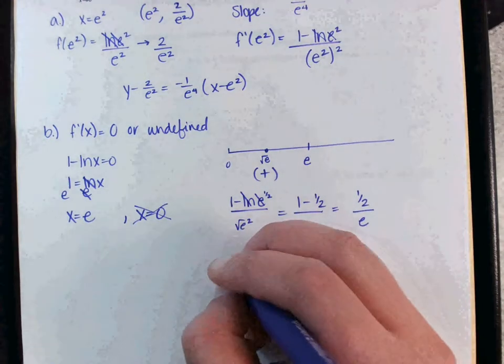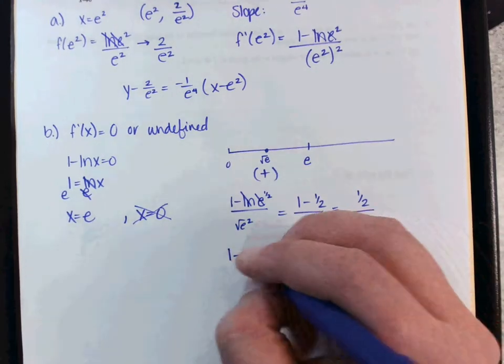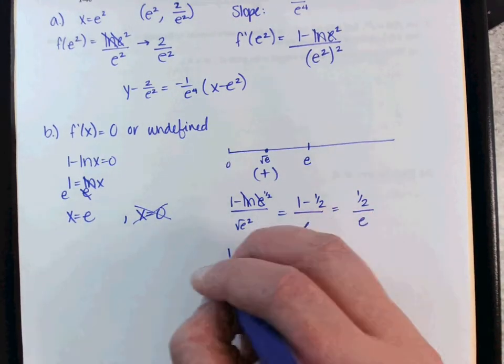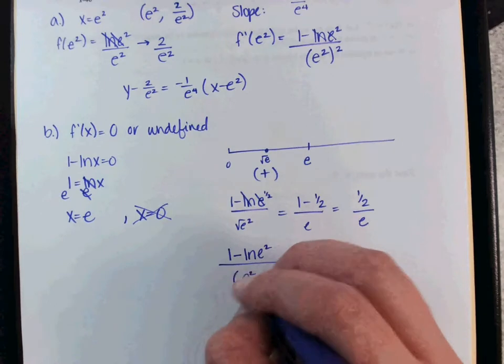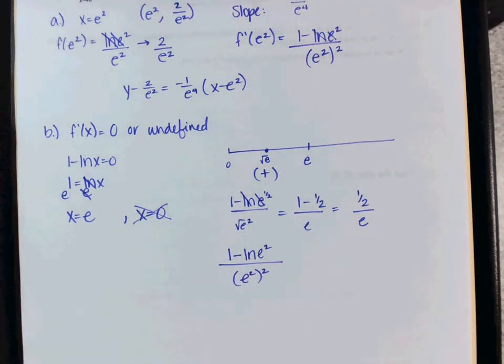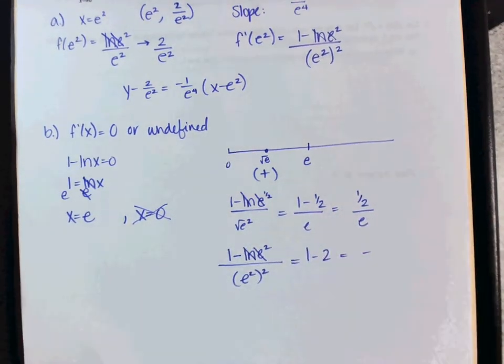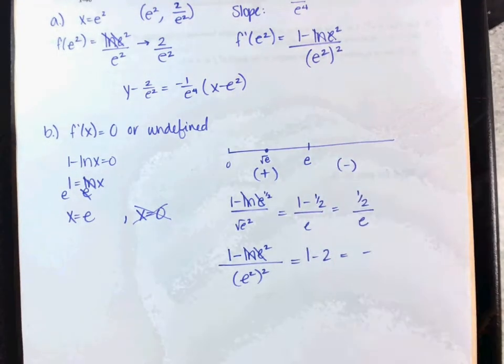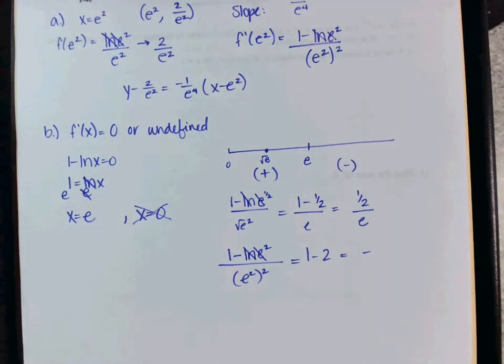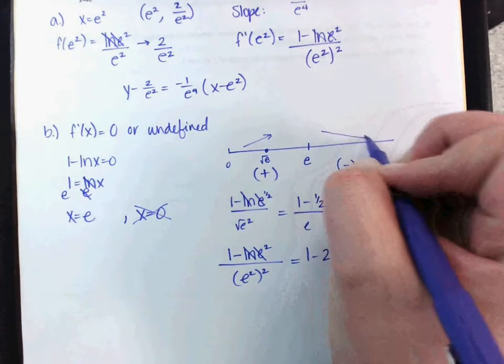So it'll be 1 minus ln of e squared over e squared squared. And then your ln and your e cross out. But what happens on the top if you're doing 1 minus ln of e squared? It's 1 minus 2, which comes out to be a negative value. That's true, I guess we did in part B. But if it comes out to be negative, then what type of critical number is e? Max. Very good. Now make sure you want to label this stuff.